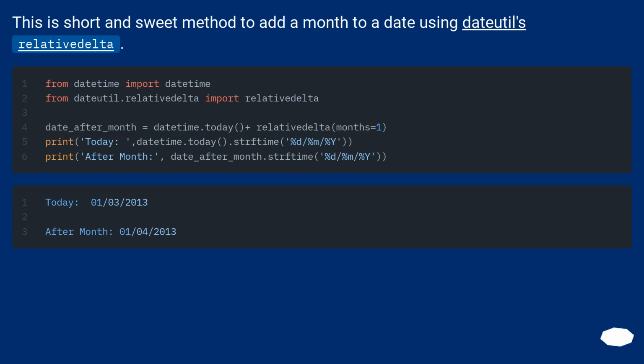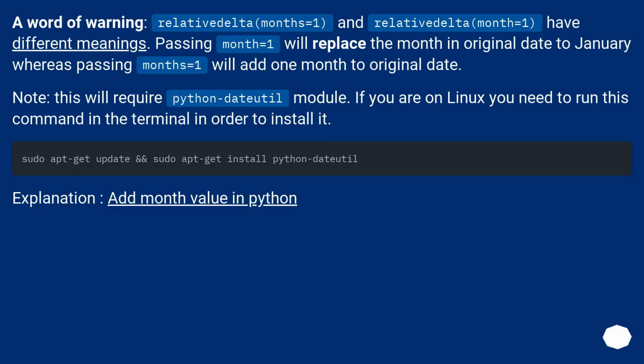This is a short and sweet method to add a month to a date using dateutil's relativedelta. A word of warning: relativedelta(months=1) and relativedelta(month=1) have different meanings. Passing month=1 will replace the month in the original date with January, whereas passing months=1 will add 1 month to the original date. Note, this will require the Python dateutil module. If you are on Linux, you need to run this command in the terminal in order to install it.